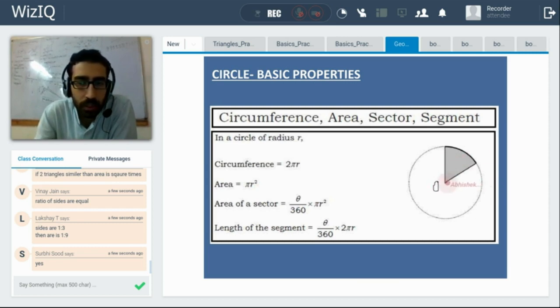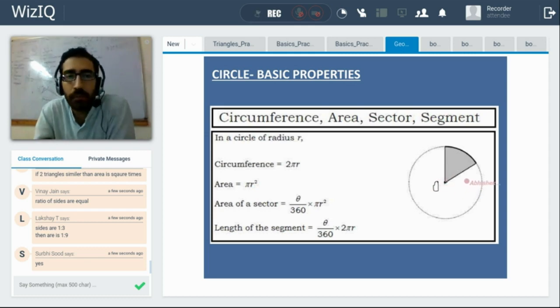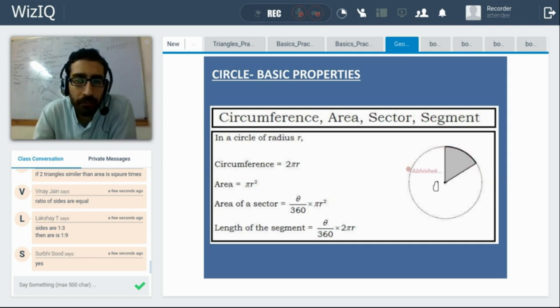We typically use the alphabet O to denote the center of the circle. By convention, we use O. Of course, every point on the circumference is at a distance of R from the center. And the circumference is 2 pi r in length. Area of the whole circle is pi r square.